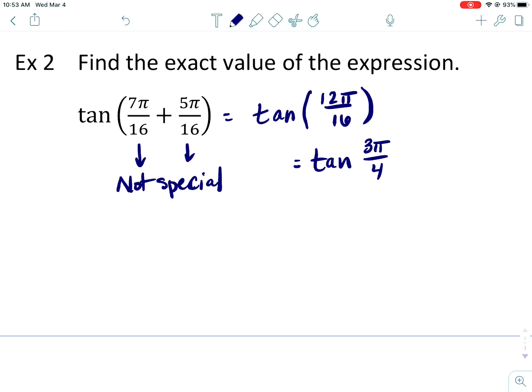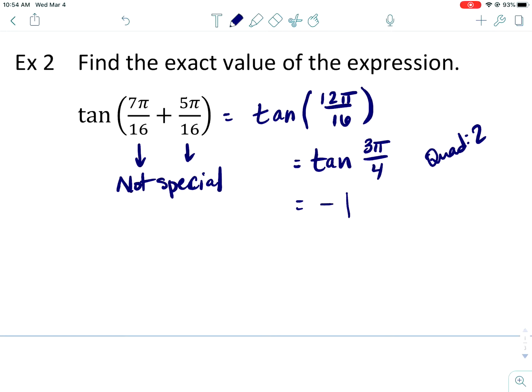3 pi over 4 is special. We can find the tangent of 3 pi over 4 super quickly. First, what quadrant is it in? Second. Is tangent going to be positive or negative? Negative. We use our pi over 4 finger. What is the tangent of 3 pi over 4? Which is 1, so negative 1. Be careful. I did throw one of those on your problems. At least one. Yeah, just one.